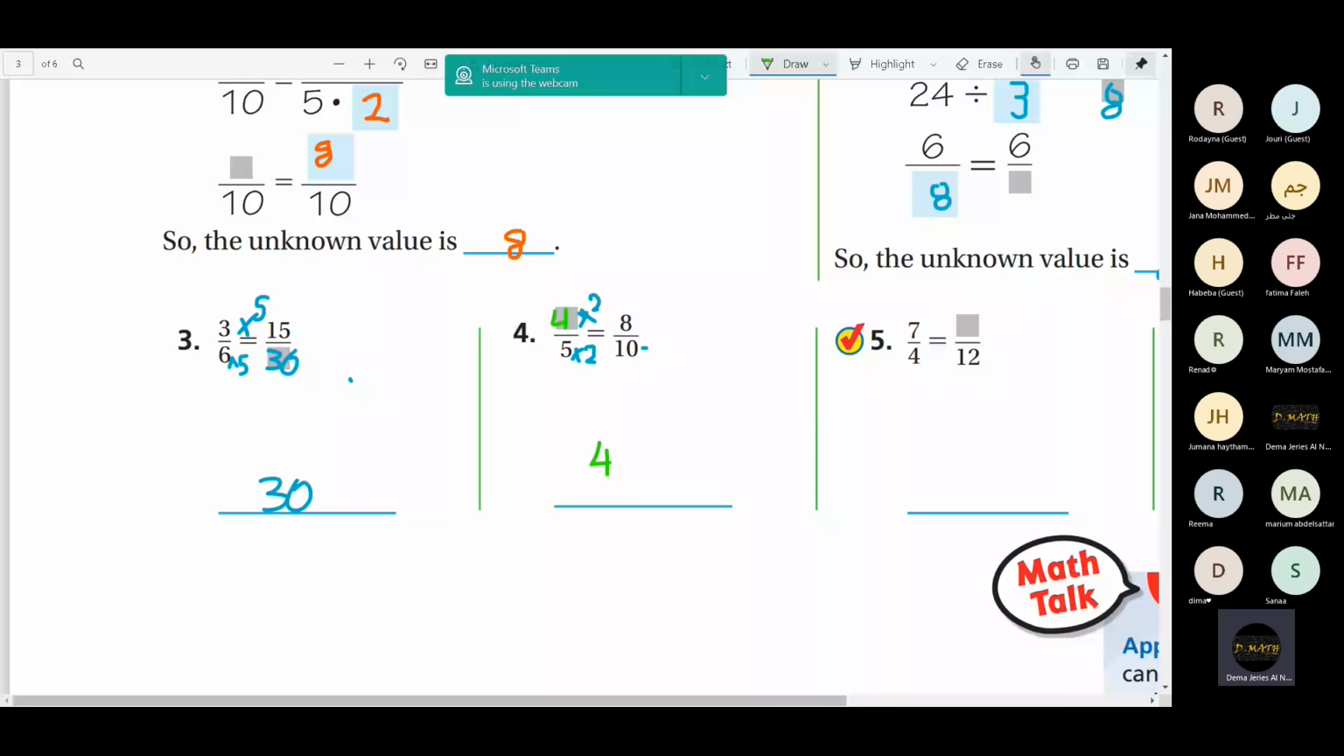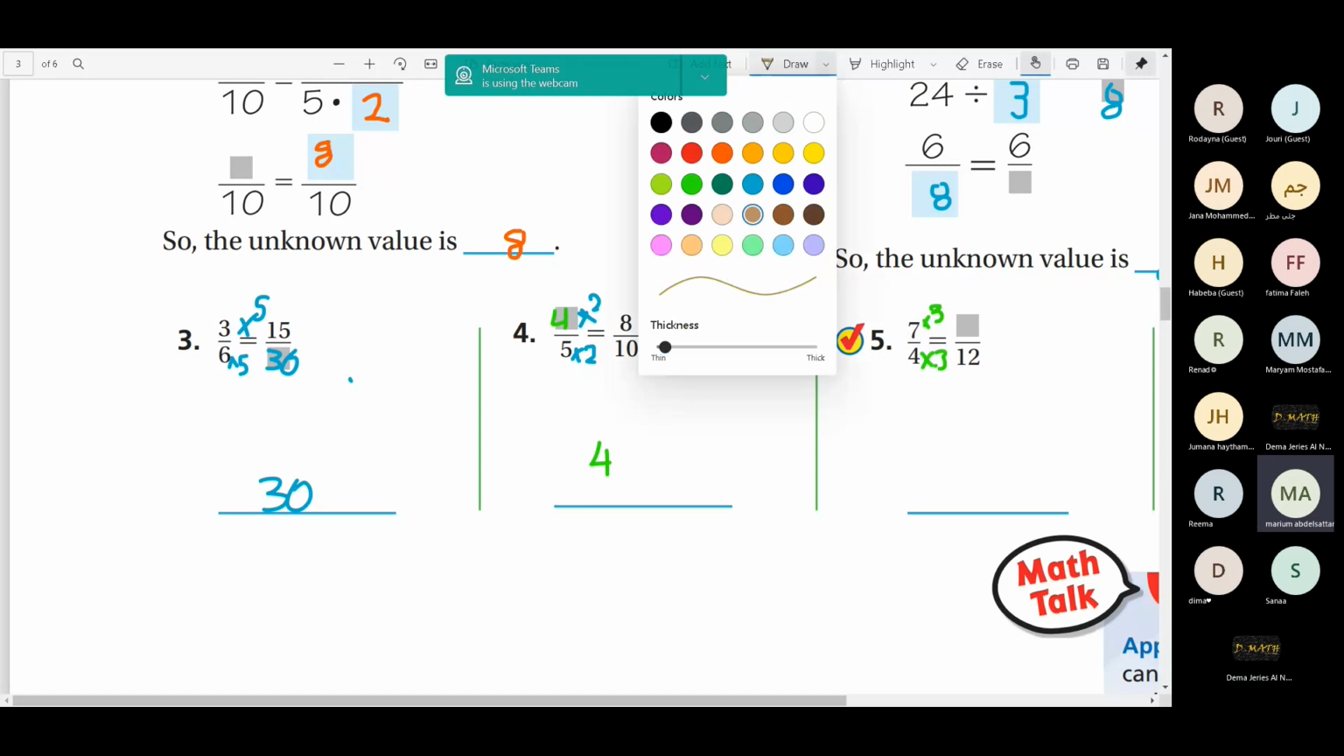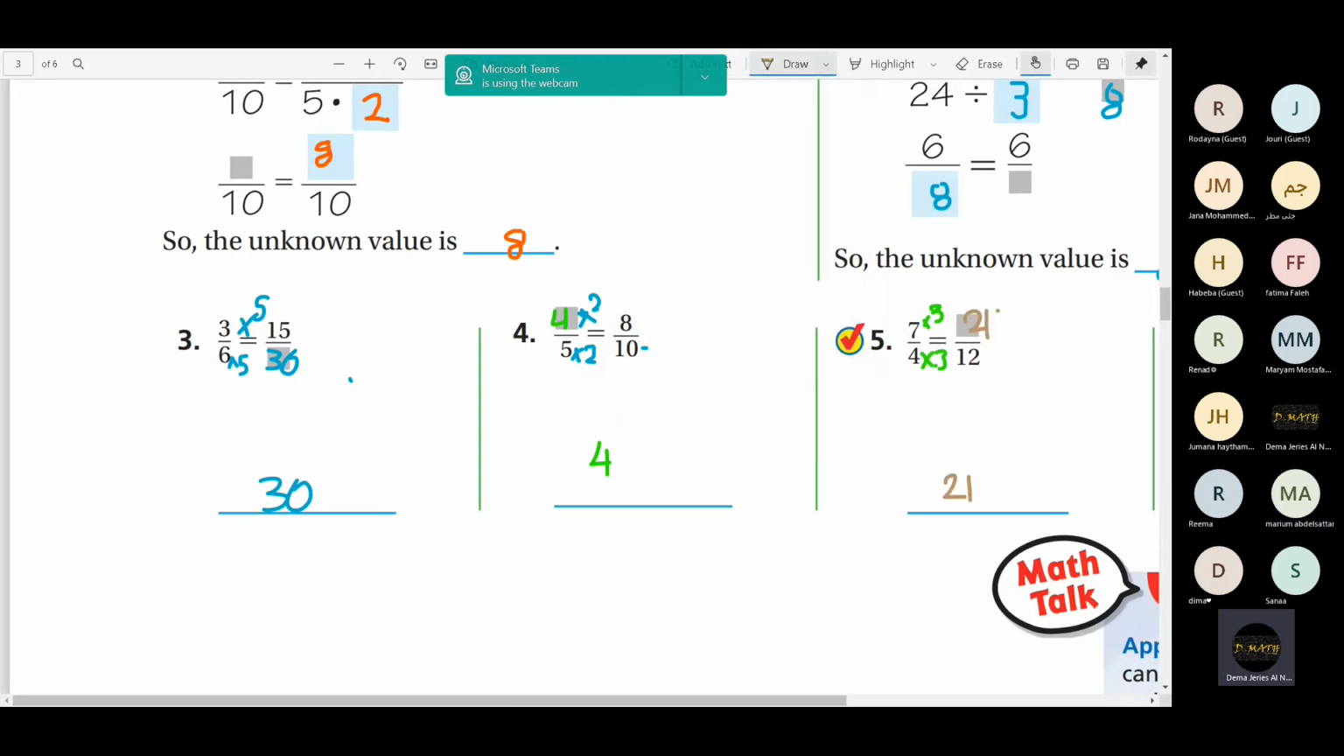Thank you, Maryam. Easy. Maryam Abdel Sattar. Yes, teacher. Yes, Maryam. Number 5. How do you make 4 to be 12? You multiply by what? We multiplied by 3. And up? By 3. Bravo. 7 times 3 is what? 21. Thank you. So the answer is 21.